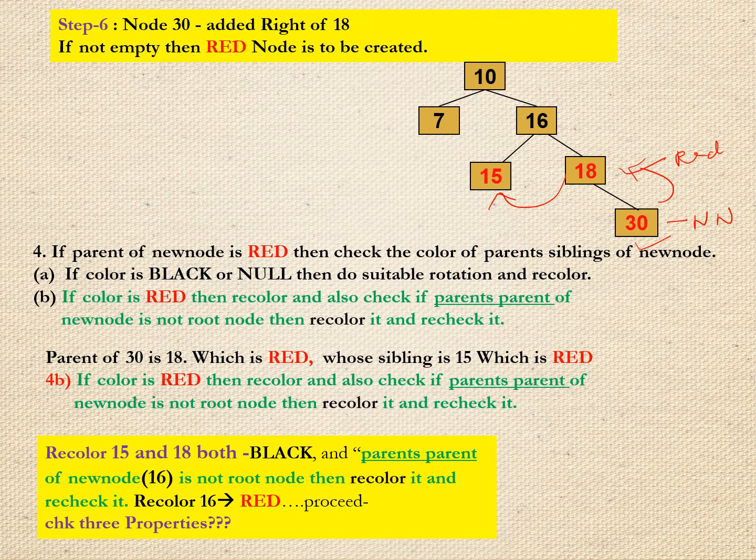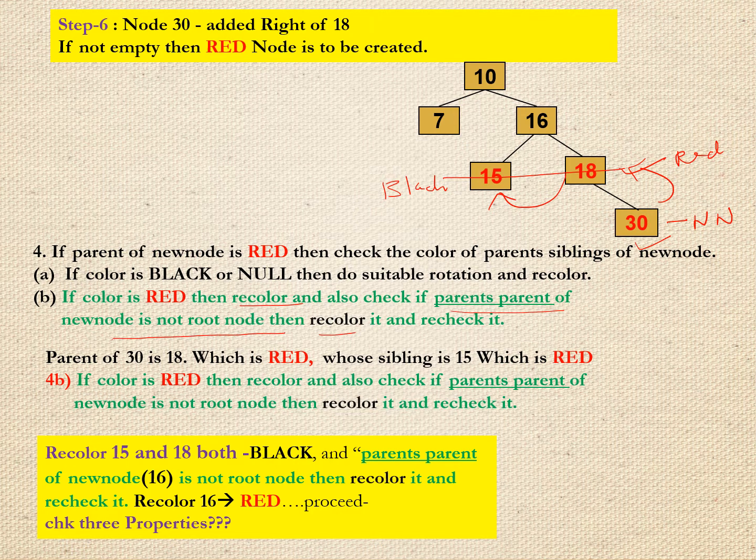So now what we'll be doing? We'll be doing the color change. So recoloring 15 and 18, their color will be changed and they will turn black. After that, we'll check the parent, because your condition says that in 4b, if the color is red, then recolor it, and also check if the parent of the new node is not the root node, then recolor.